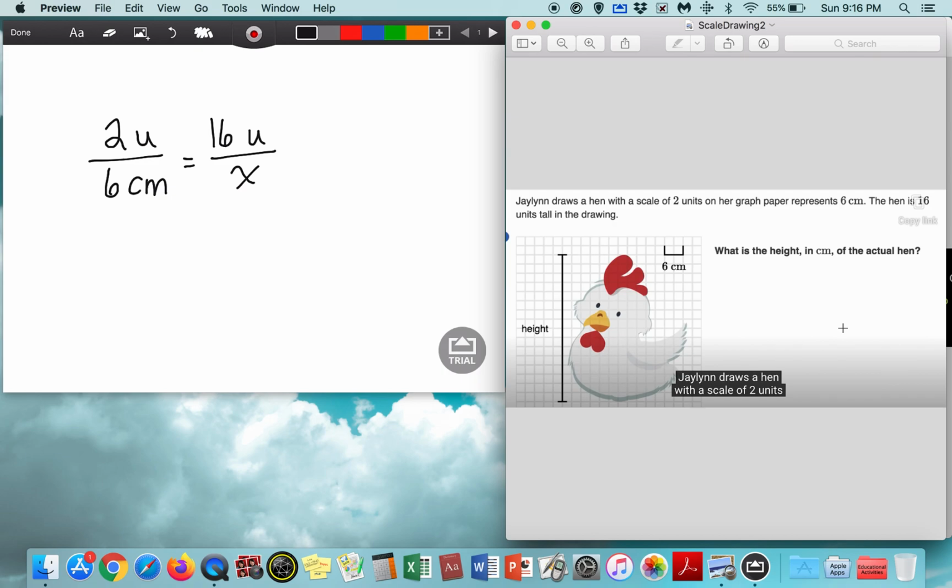Now here's an example of an easier proportion because I can see that 2 times 8 would give me 16. So actually all I have to do is go down here and times by 8, and I'm going to end up getting 48 centimeters for my answer. And that would be the actual height of this hen. Okay, so again, you put the scale here and part of the question comes here. So this is the easier way. If you can't do it this way, then you're going to have to cross multiply like example 1 was, okay?